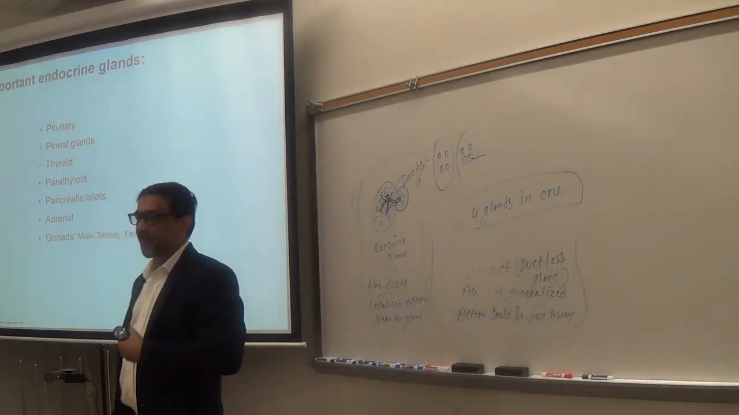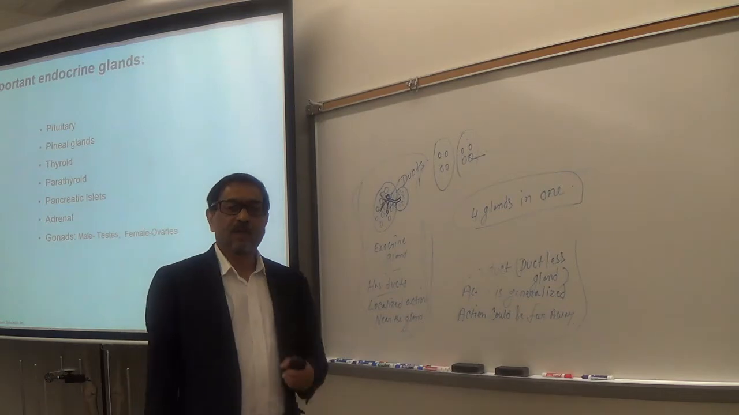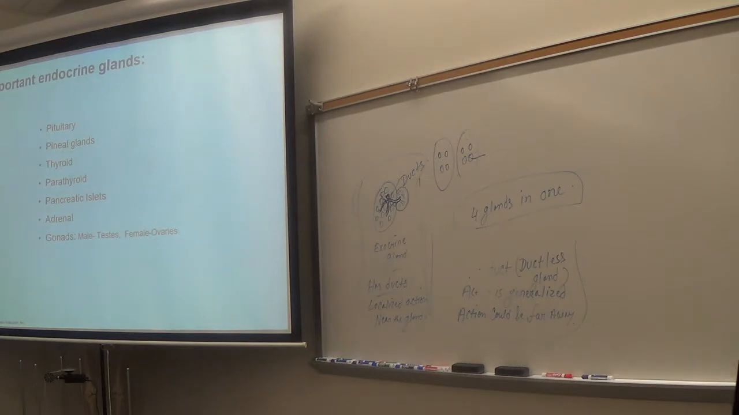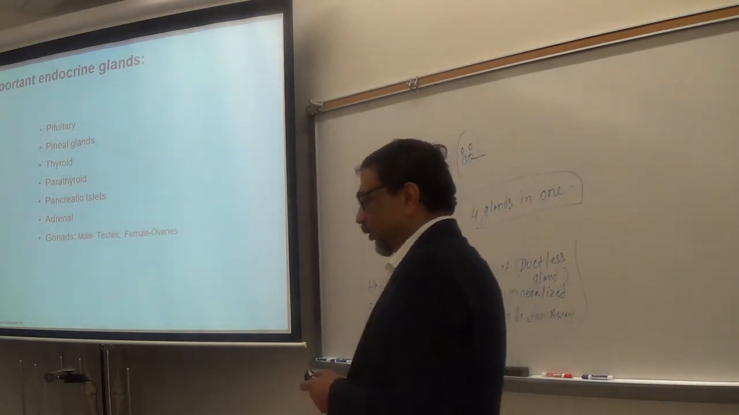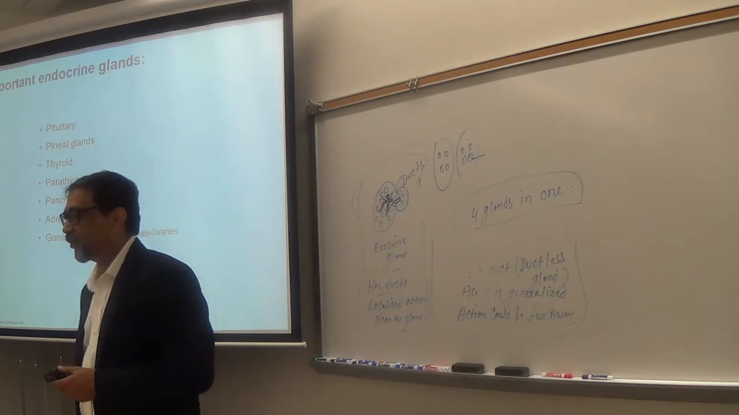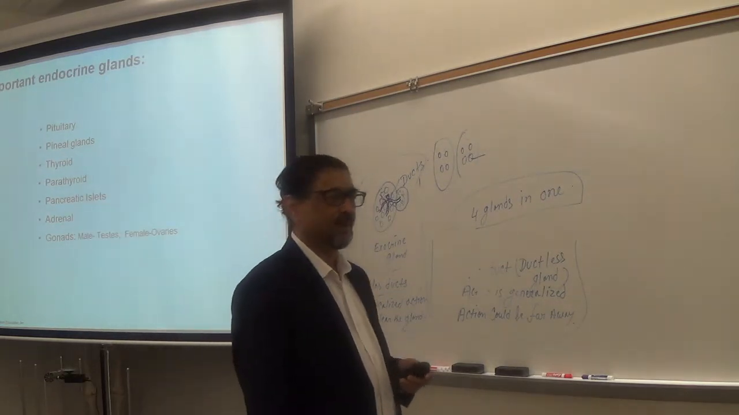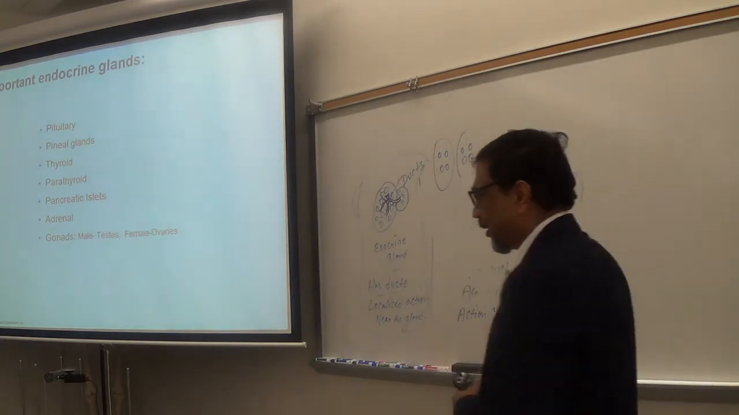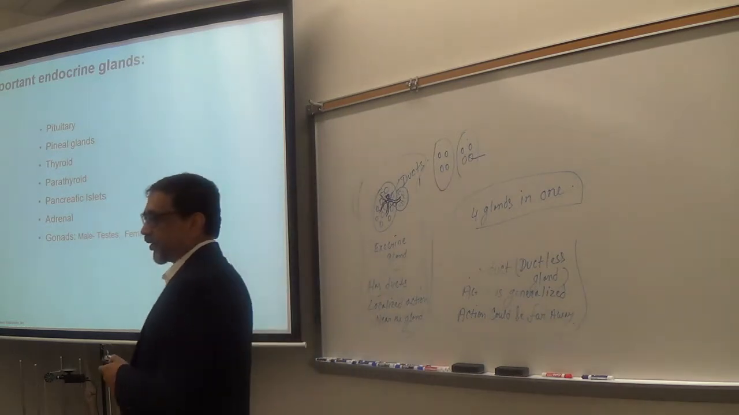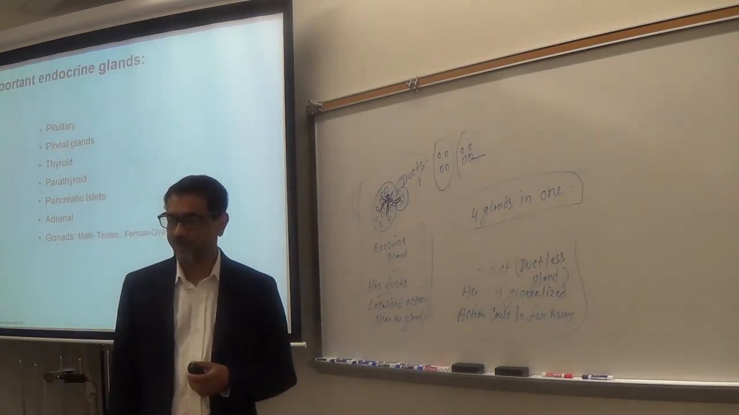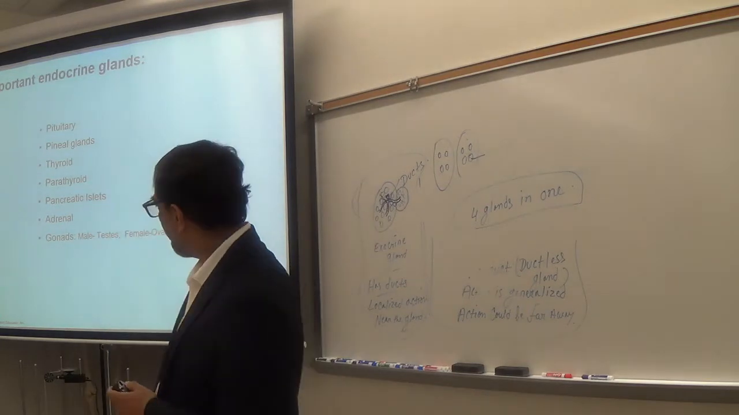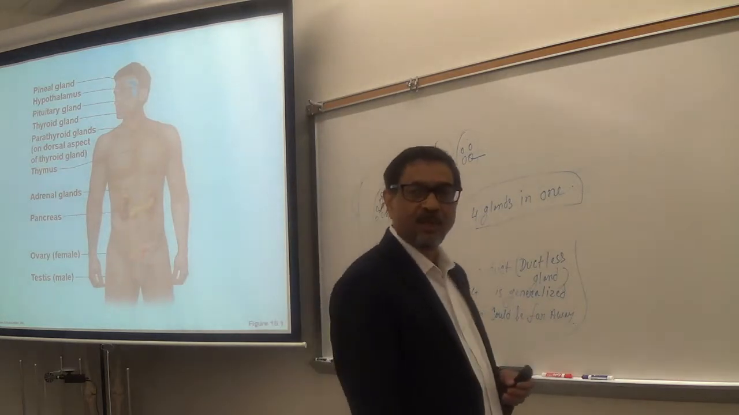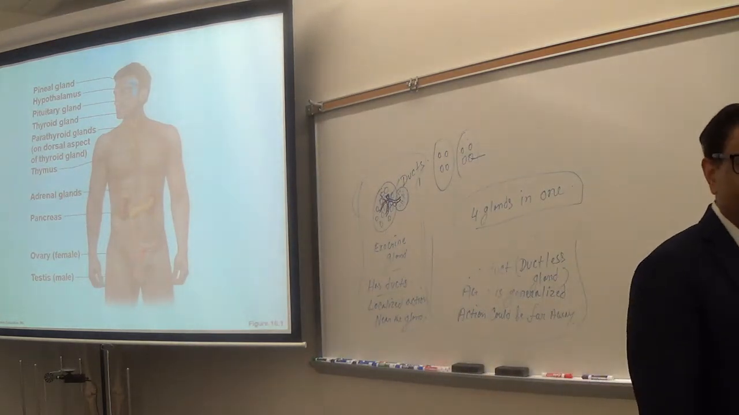Gonads. If you go further down, in male, testes are gonads. In female, ovaries are gonads. So the 2 male gonads are testes, the 2 female gonads are ovaries. Gonads produce sex hormones. In case of male, testosterone. In case of female, estrogen, progesterone. Right? So those are the sex hormones.